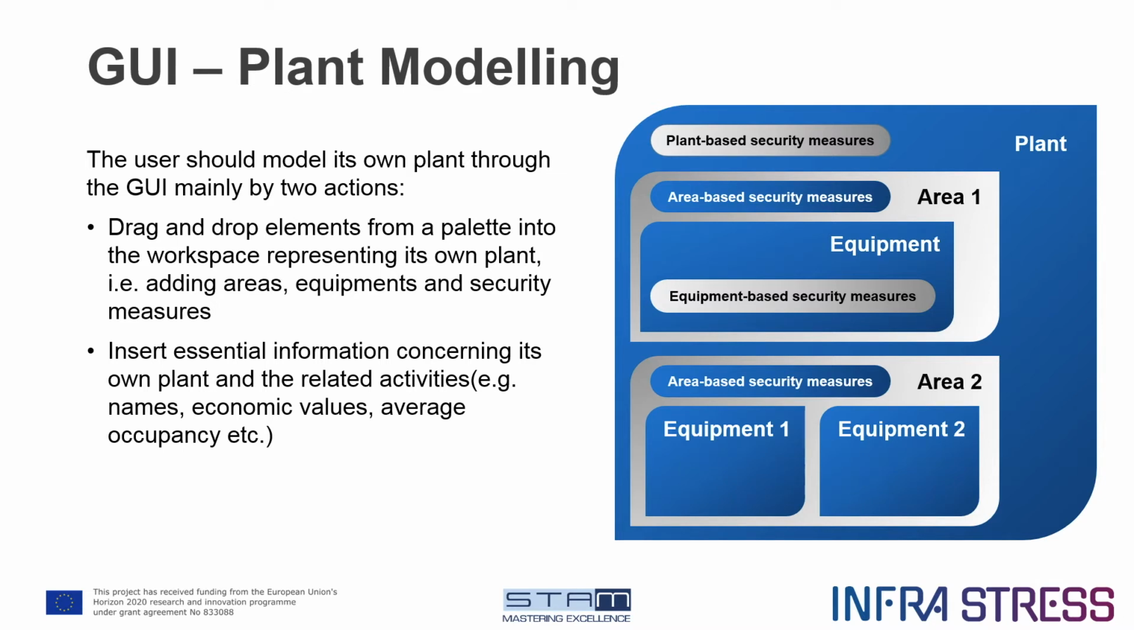First, the area, which is the part of the infrastructure with special constraints. Second, the equipment, which is a machine or a device physically placed in one of the areas and useful for the standard functioning of the plant. Third, security measure, which is a procedure or a device targeted at protecting the plant against attacks or incidents. The security measure can be plant-based when involve all the infrastructure, area-based when are effective only in one area, or equipment-based when protect only that specific equipment.